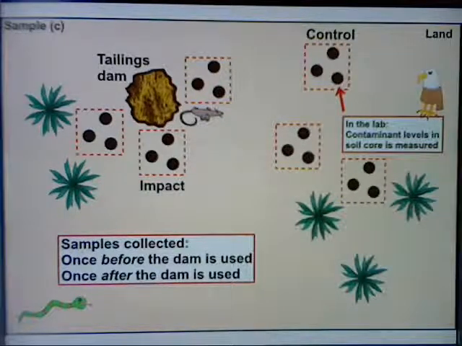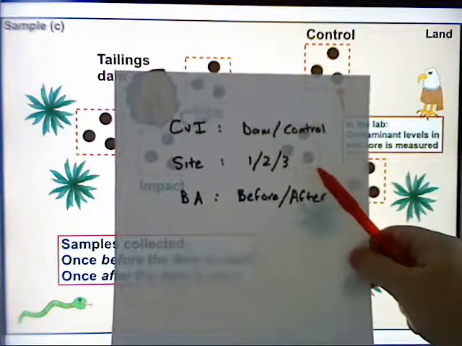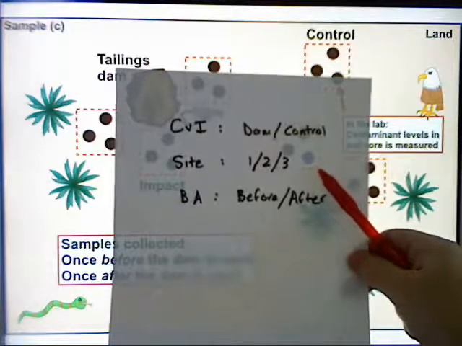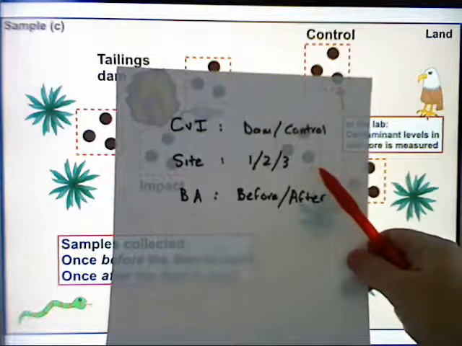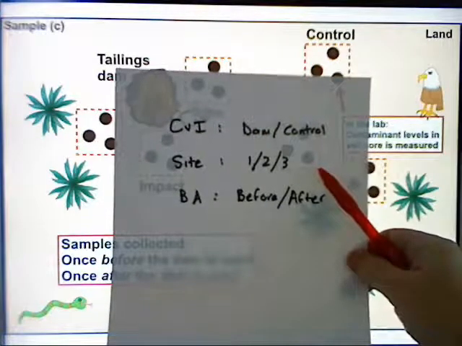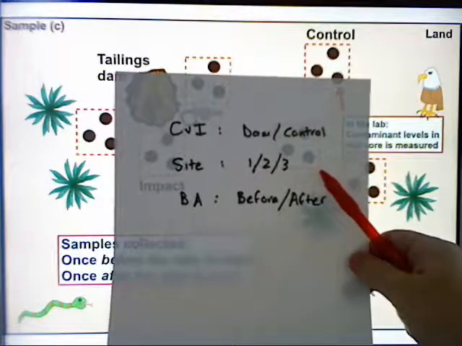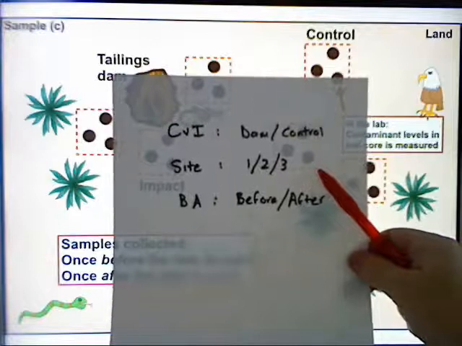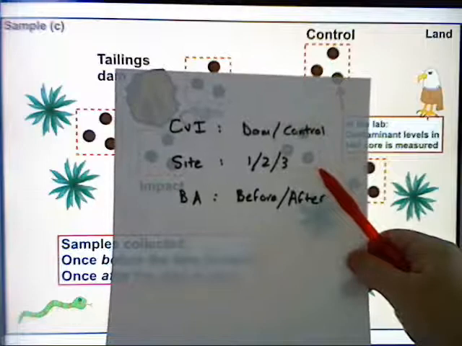So if we summarize this one, we've got the first spatial factor as control versus impact, where we've got the impact site or the dam versus the control locations. The second factor is the site, where we've got 1, 2, 3 at the control and 4, 5, 6 at the impact. Those are 2 spatial factors. And then the temporal factor is BA, before, after.